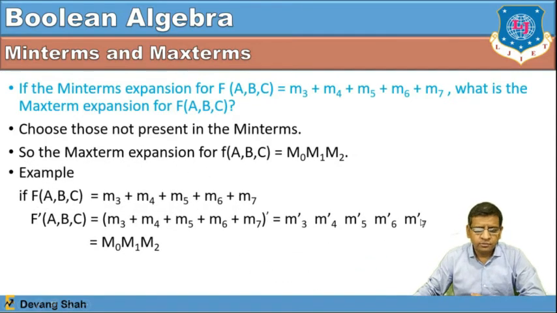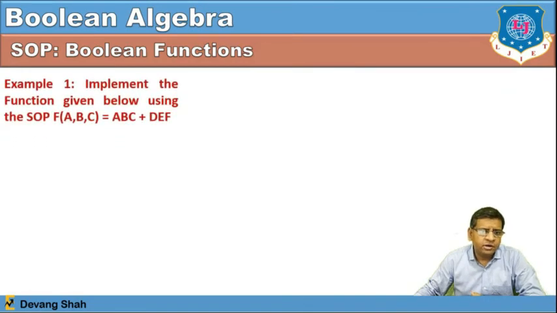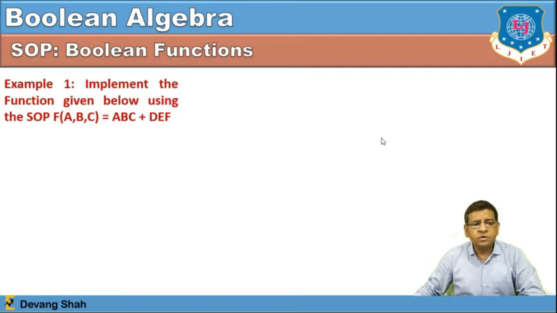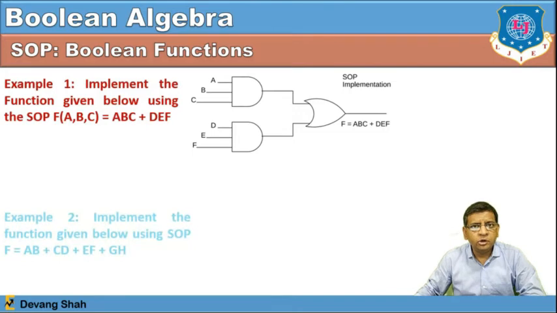Now here, you can understand from f of ABC in terms of m3 plus m4 plus m5 plus m6 plus m7, the complement of this is always in that form, right? Now see this particular example. Example one is nothing but to implement the function given below using the SOP of f of ABC equal to min term ABC plus BEF, right? From that, you can implement this particular function using logic gates with two AND gates and one OR gate, right?